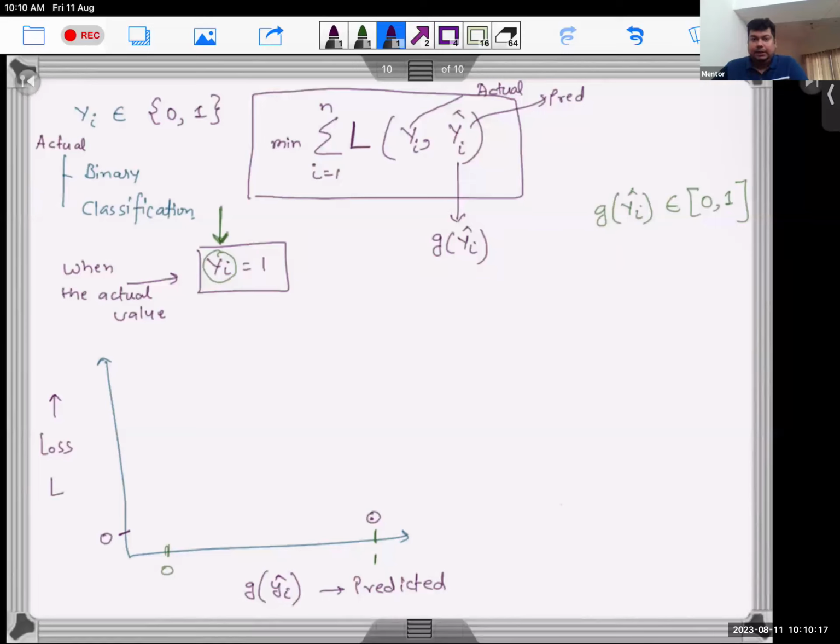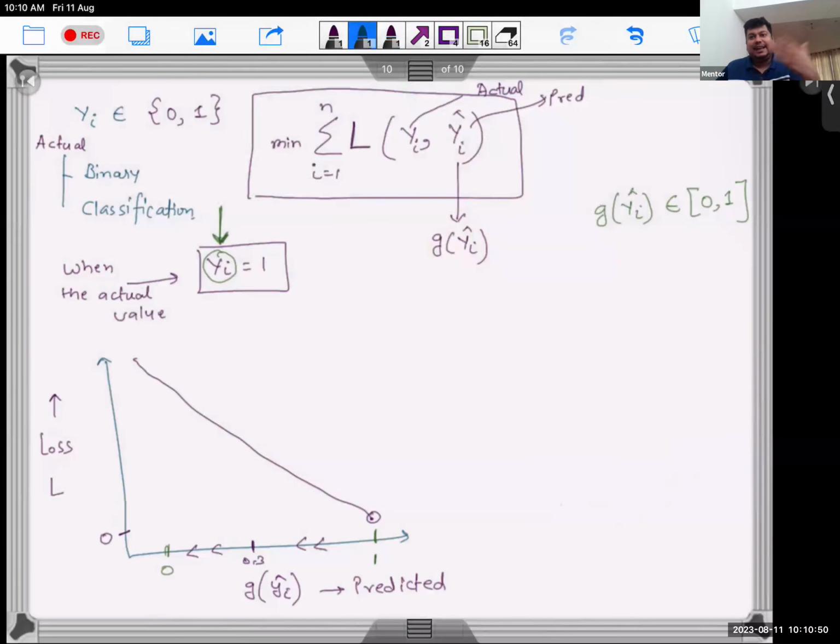Now, if I move away, what should be the loss? It should be high or low. So let's say I'm at this point where g of yi hat is maybe 0.3. What should be the loss? High or low? High. And can I say that the loss should increase if I'm moving away from this value 1? Yes. This plot should be like this. So as I'm moving away, the loss increases, right? I hope you get the point.